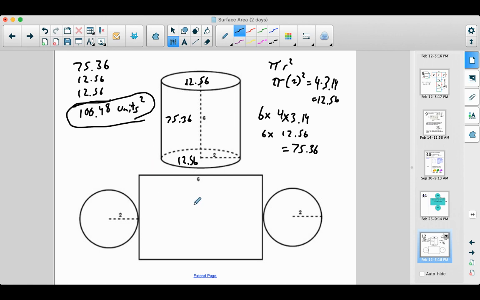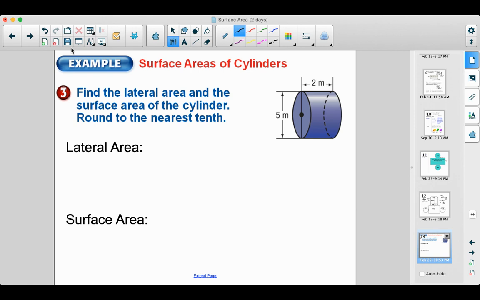All right, again, here's that net. I could have actually written it down here. So each of these circles is 12.56, and this is 75.36. All right, let's look at another one.